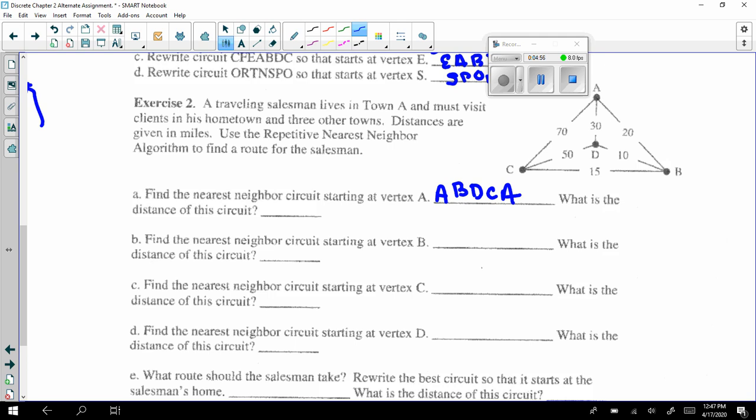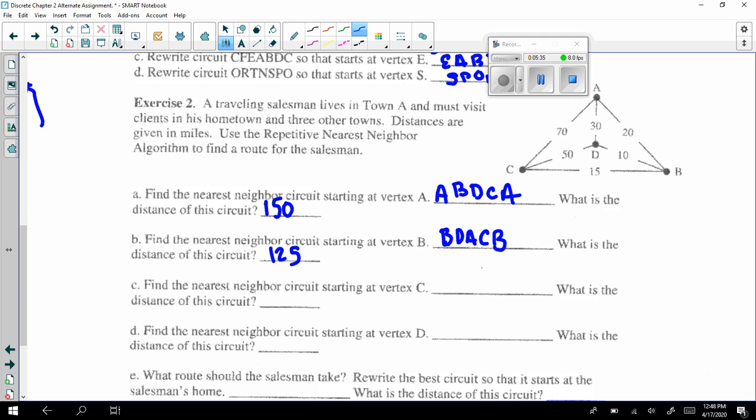I think so. Oops, I did the wrong one. Okay, just check my work on that. I just did that very quickly. And then we're going to do B, starting from vertex B, we're going to go B, D, A, C, B. All right. Because remember, the nearest neighbor always depends on the vertex you're starting with. It's not always the same.